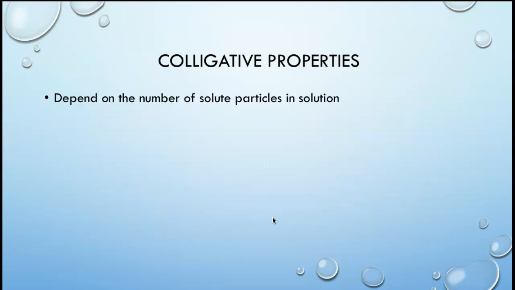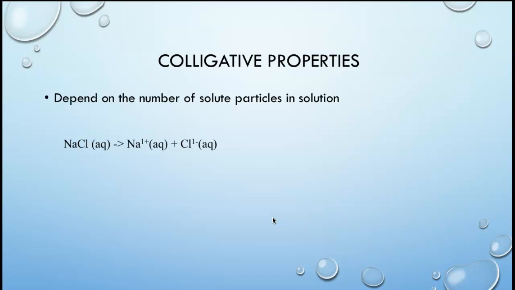Now, colligative properties don't necessarily depend on what you're adding. It depends on the number of particles that that substance is going to create in solution. So the more particles that can be created, the more of an effect that substance is going to have. So I want to compare two different salts and how they'll affect the water. So we're going to compare sodium chloride to magnesium chloride.